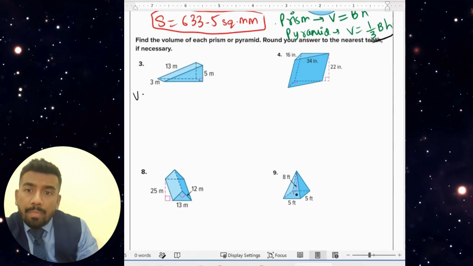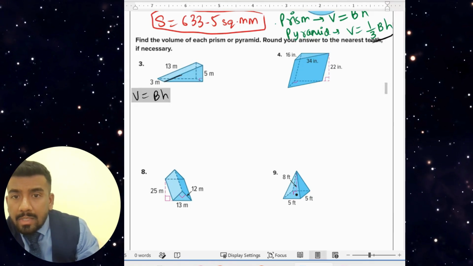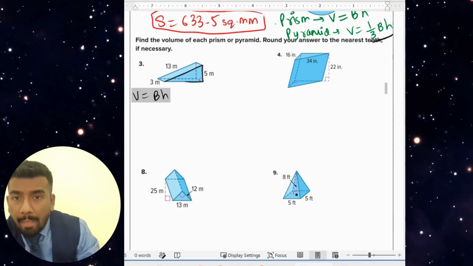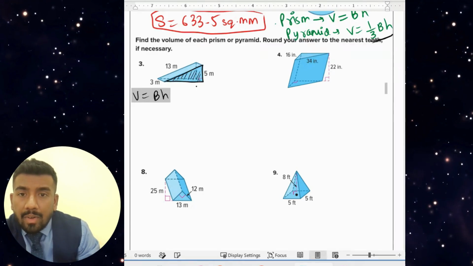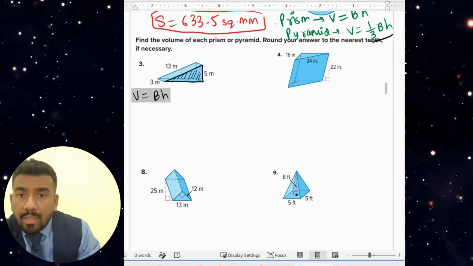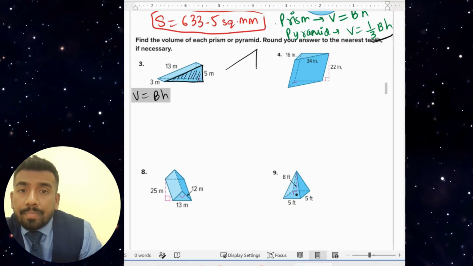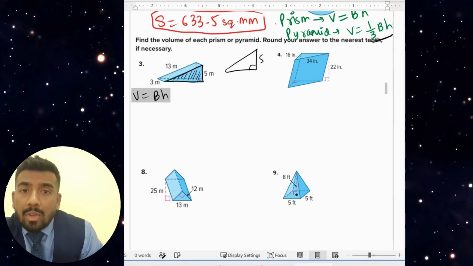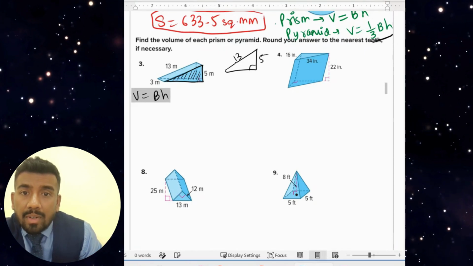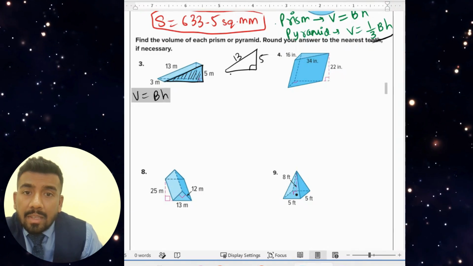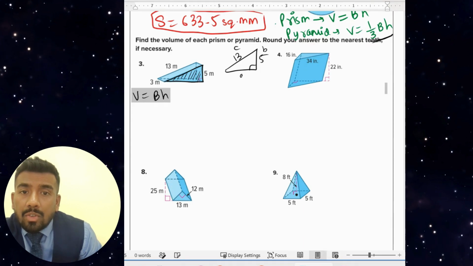So what's the volume? BH. What's B? The base. Now let's take this as the base. What is this base? You see, this is a triangle, right? That's 13. So find the area of the base. How do you find the area of the base for a triangle? That's your height. This length you know, you don't know this length. You know this length, 13. How will you find it? This is your C, this is your B, this is your A.